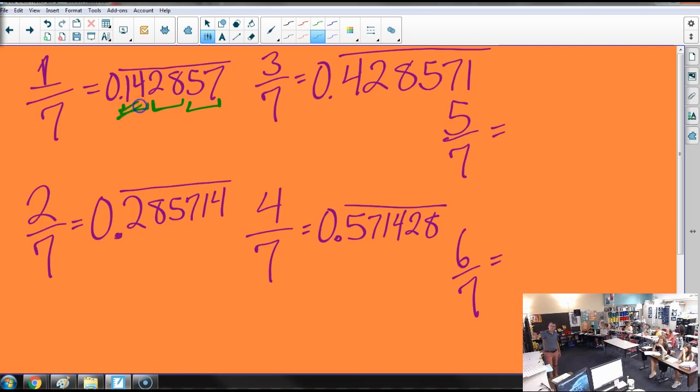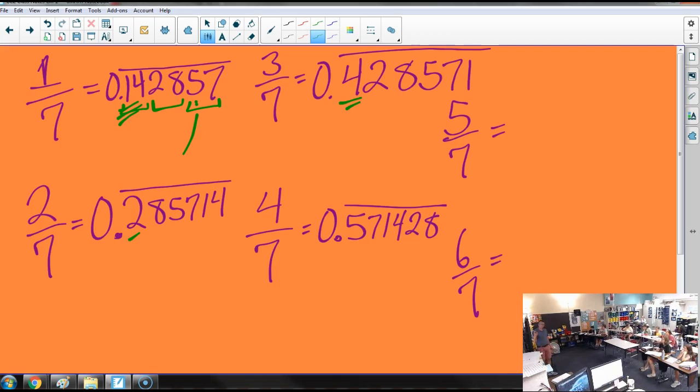But we've already started with the smallest number, 1. What's the next smallest number? The 2. So we start with the 2: 2, 8, 5, 7, 1, 4. Same order of digits. We just started with the next one. What's the next biggest number in that set after the 2? The 4, right? So 3 sevenths starts with the next biggest number and keeps the same order: 4, 2, 8, 5, 7, 1, because we broke apart the 14. What's the next biggest number? The 5. So same order: 5, 7, 1, 4, 2, 8.